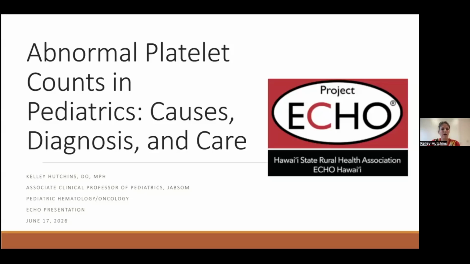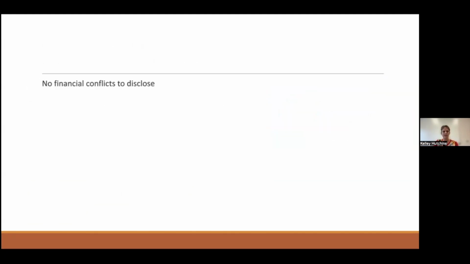It's going to be about abnormal platelet counts. So, going over some abnormal platelet counts. And again, I'm one of the pediatric hematologist oncologists here at Kapiolani. So we'll go over some causes, diagnosis, and how to care for these patients. I have no financial conflicts to disclose.